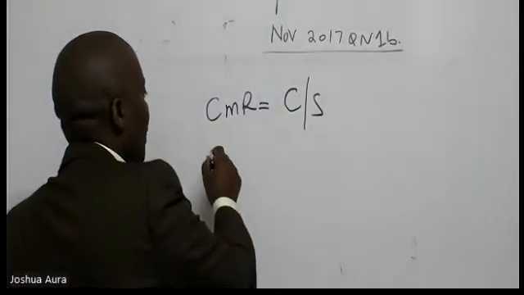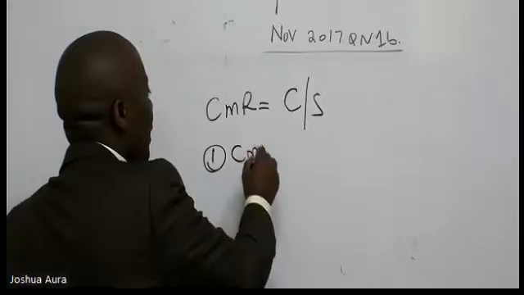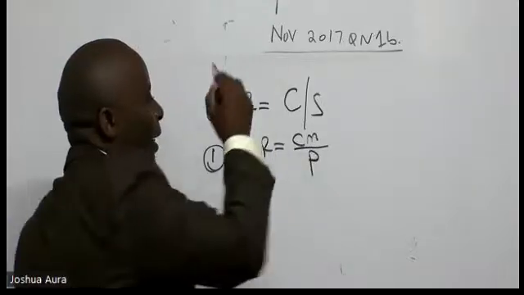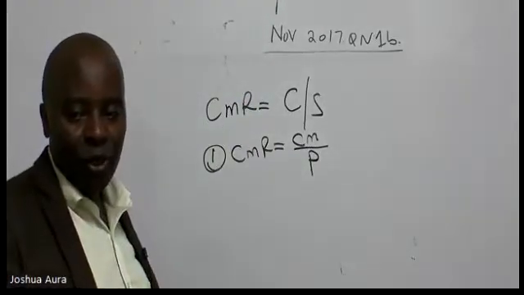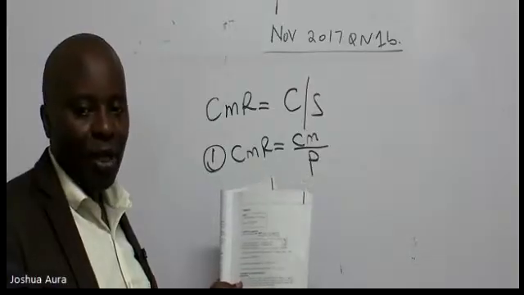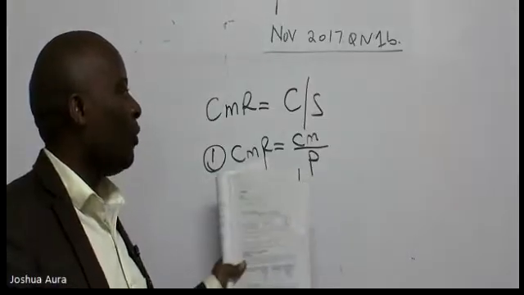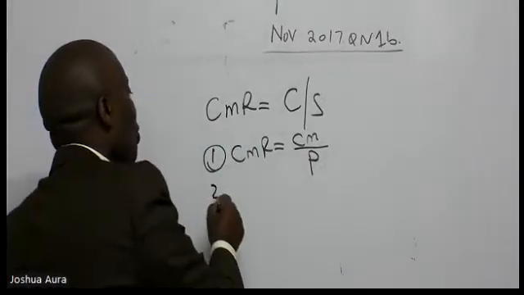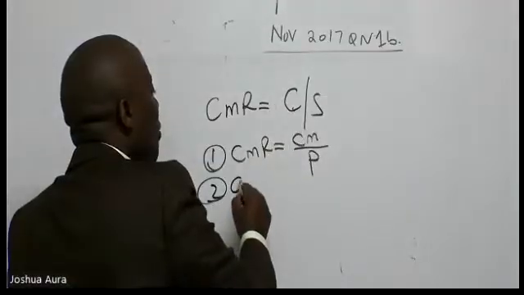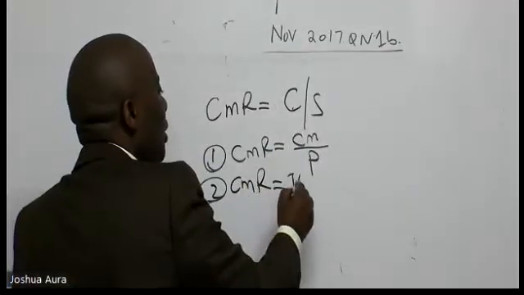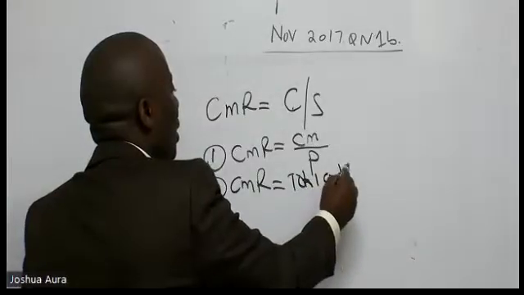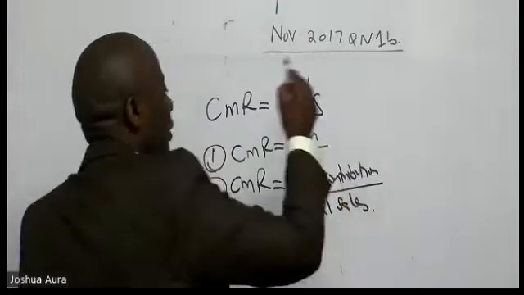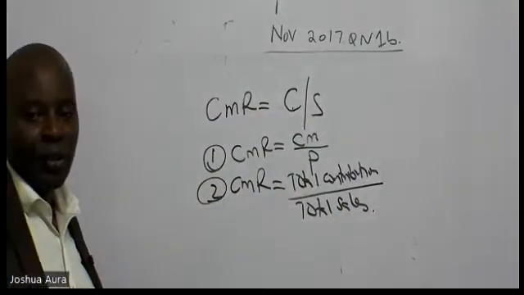There are 2 formulas. Formula number 1, to get CMR, we can take contribution per unit, which is known as contribution margin, and divide this by the selling price. Number 2, you could also adopt this formula where you say contribution margin ratio is total contribution all over total sales.